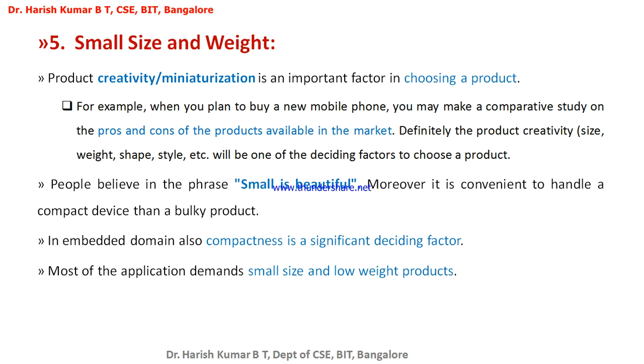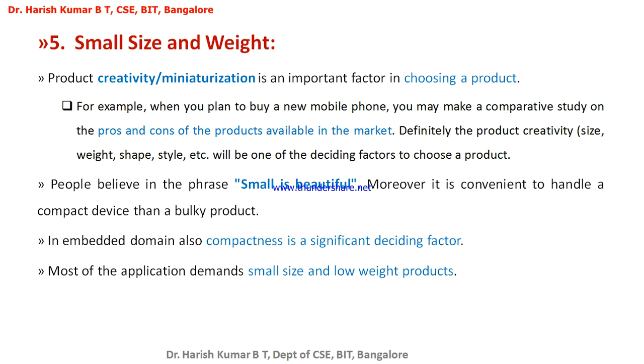Now small size and weight is the fifth important characteristic of embedded systems. These days, because of technological advancement, device miniaturization is happening. That means any device you take, its size is shrinking, and the size of devices is being reduced because of technological advancement. The same thing is happening with embedded systems, because the majority of embedded systems are handheld devices, and you cannot have them too bulky. Embedded systems must be small in size.